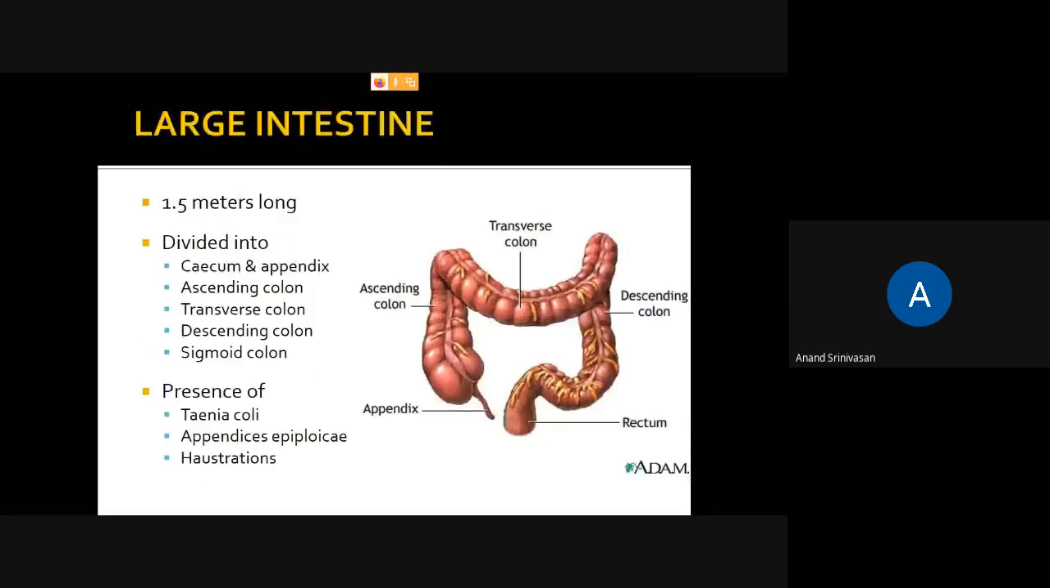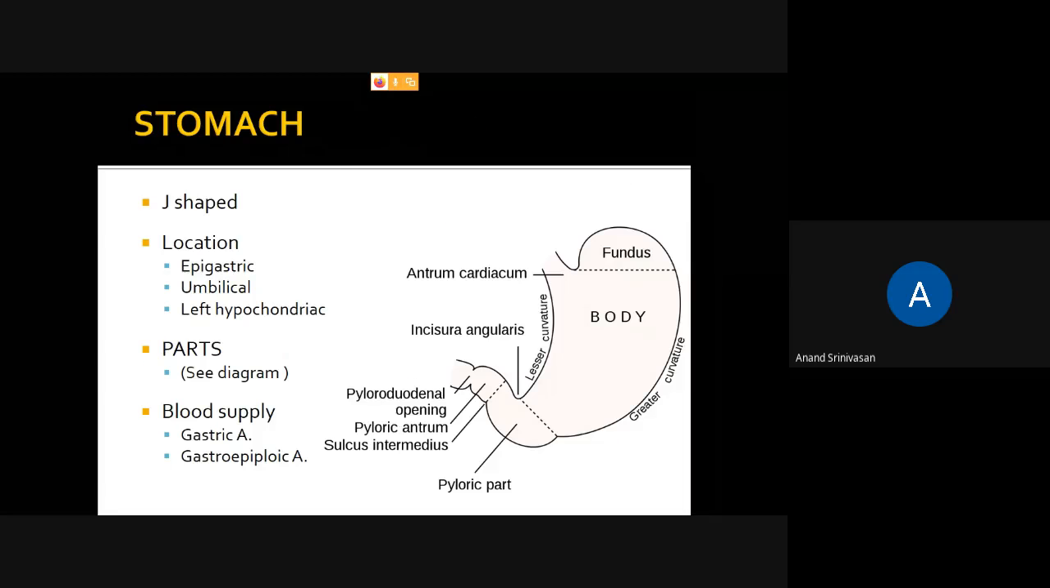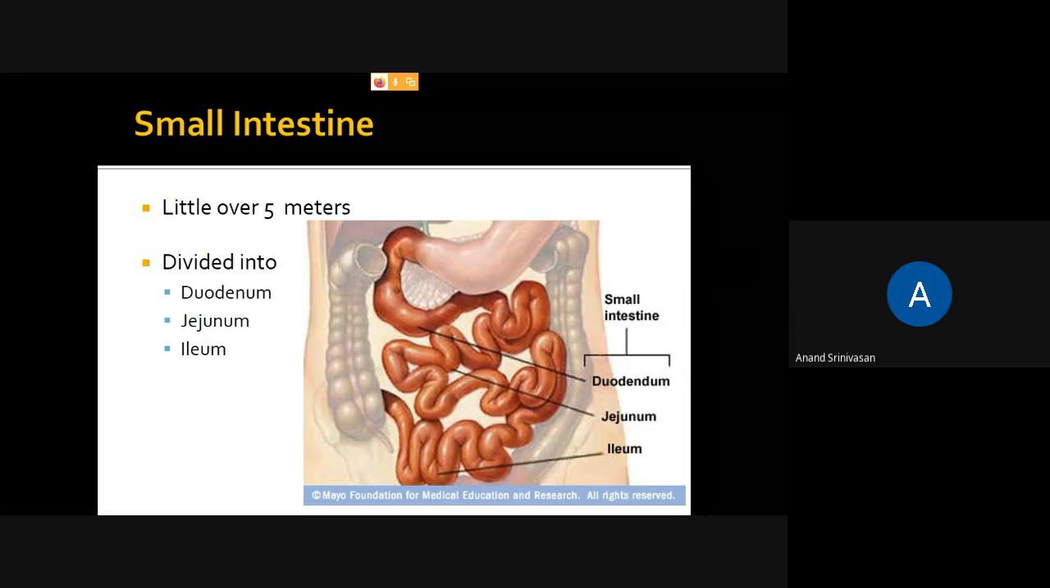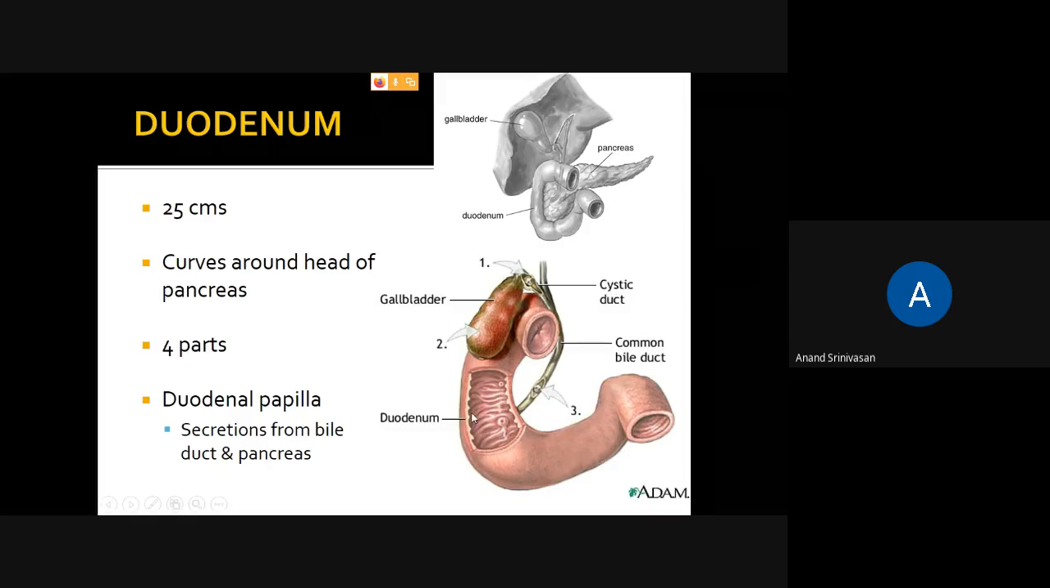Today we saw the stomach, where it is located, its different parts and the blood supply. Then the small intestine: duodenum, jejunum, and ileum. We have seen the four parts of the duodenum. In the second part, the major duodenal papilla is present, and this one is the minor duodenal papilla. At the major duodenal papilla, the pancreatic duct and the common bile duct join together and open, where the biliary and pancreatic secretions come.